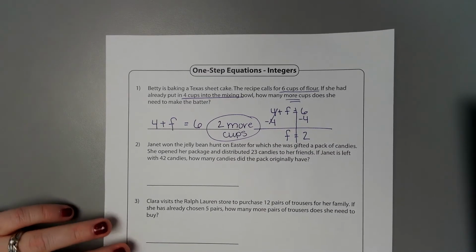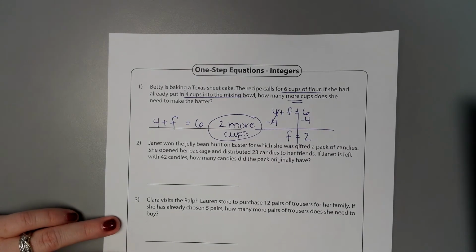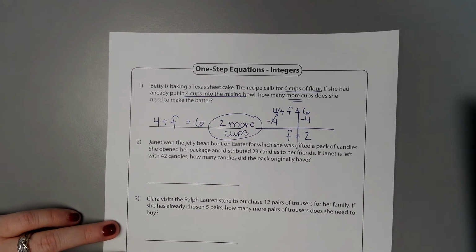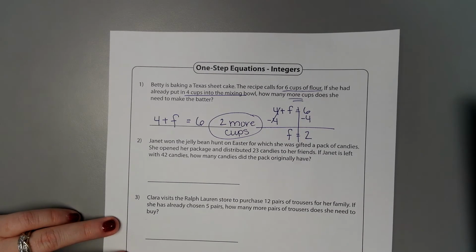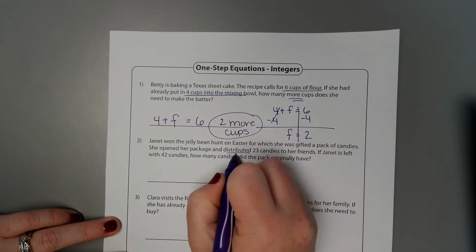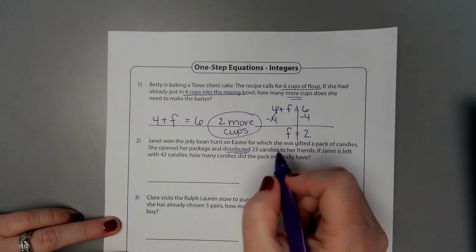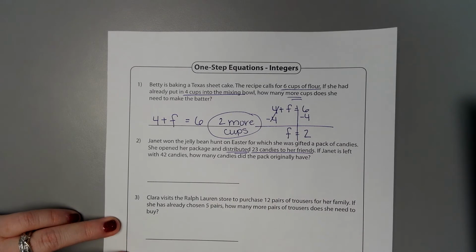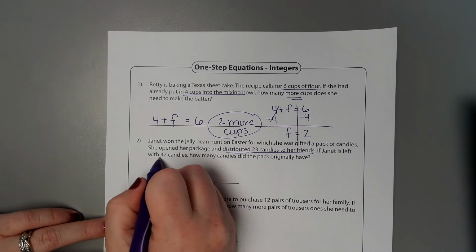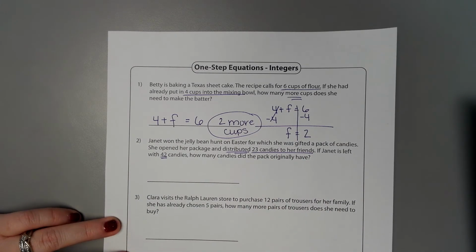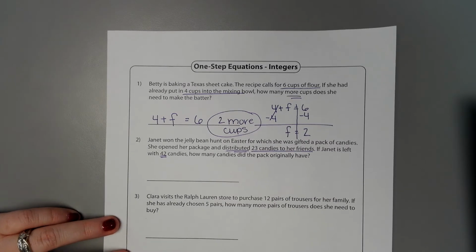Number 2, Janet won a jelly bean hunt on Easter, for which she was gifted a pack of candies. She opened her package and distributed, so she gave away 23 of her candies to friends. If she's left with 42 candies, how many candies were in the package originally?